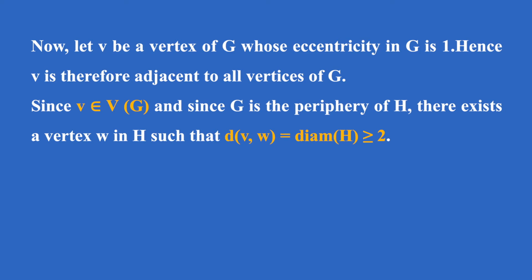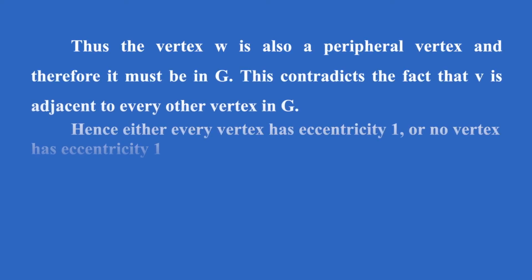Since v belongs to V of G and since G is the periphery of H, there exists a vertex w in H such that d of v comma w is equal to the diameter of H, that is greater than or equal to 2. Thus, the vertex w is also a peripheral vertex and therefore, it must be in G. This contradicts the fact that v is adjacent to every other vertex in G. Hence, either every vertex has eccentricity 1 or no vertex has eccentricity 1.